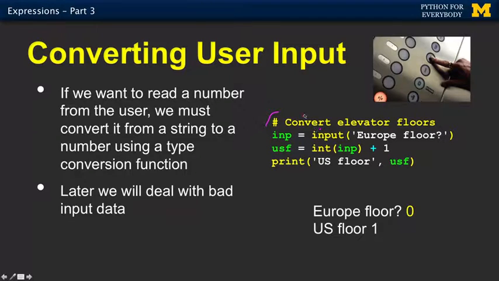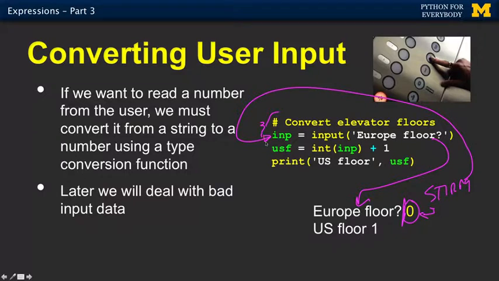A comment: convert elevator floors. That has nothing to do with Python. It has to do with you or me reading about this. Then input. Well, remember, input prints out the prompt and then pauses and waits. And then we type, and then we hit the enter key, right? And then this 0, this is a string. This string ends up being input in the variable inp.